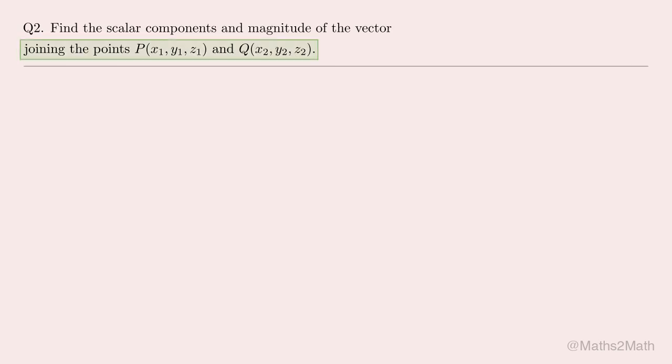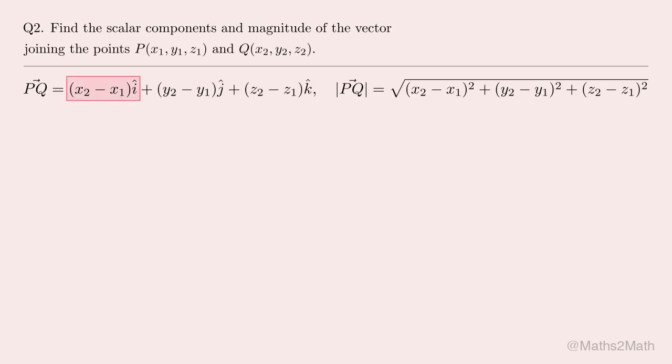Question 2. The general two-point vector. Differences of coordinates, then the root. Components are the coordinate differences. The magnitude is the root of their squares.